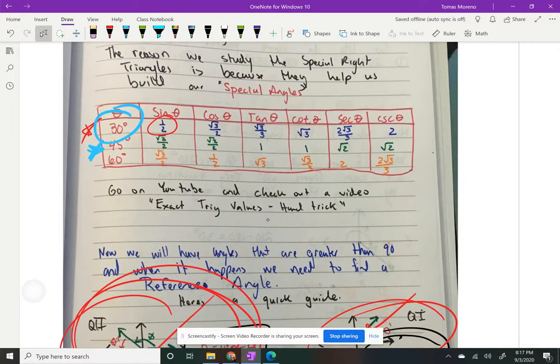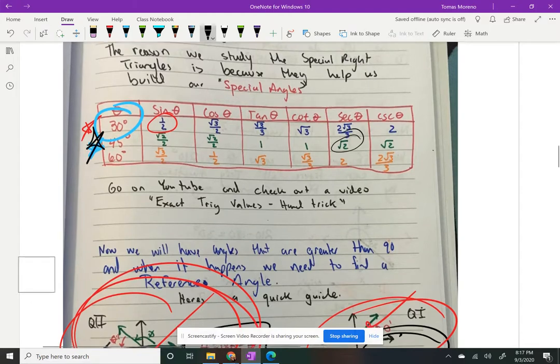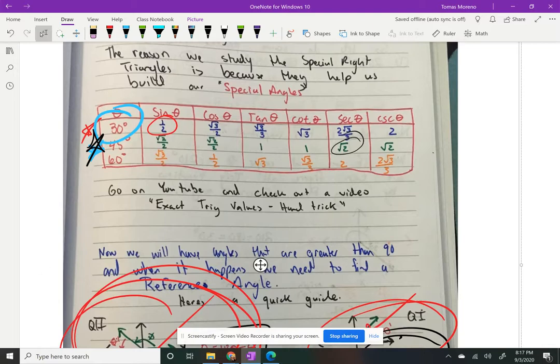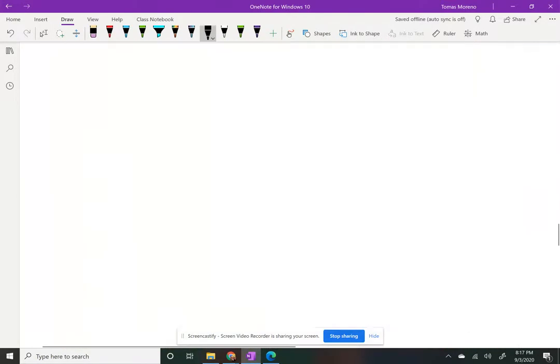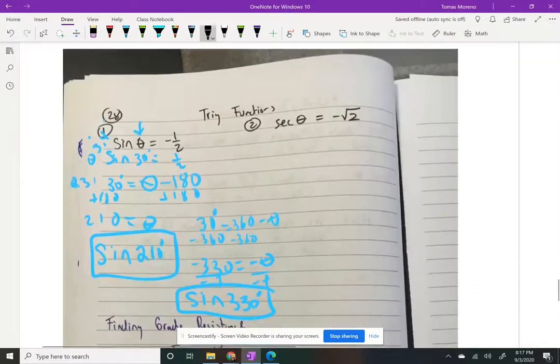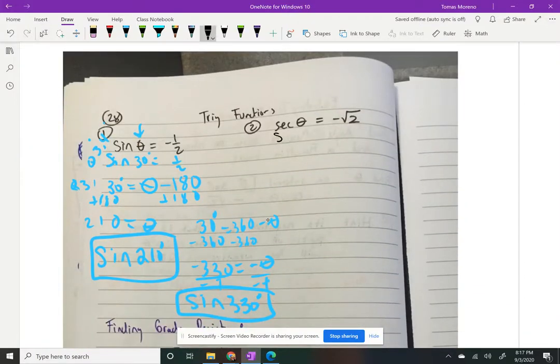Secant square root of 2. That means our reference angle is going to be 45 degrees. So 45 degrees. So we come back. So our reference angle is going to be 45 degrees. Now, when is secant negative?